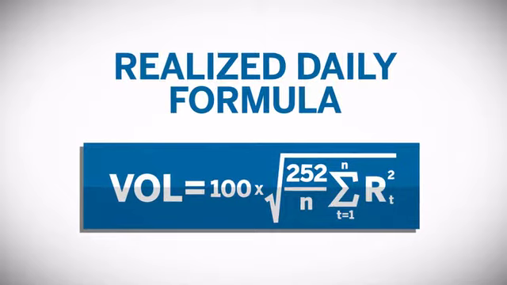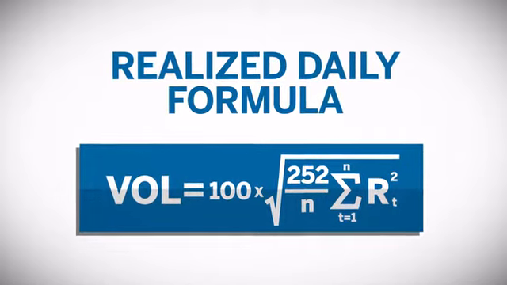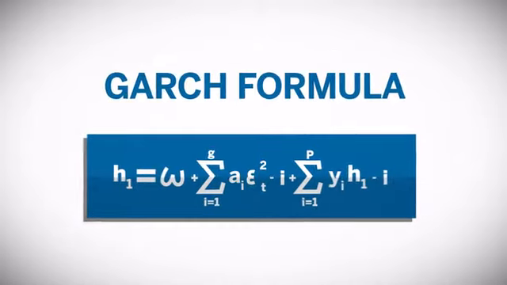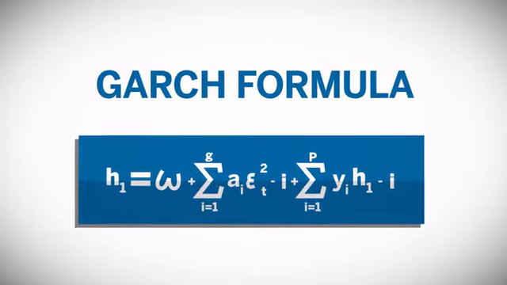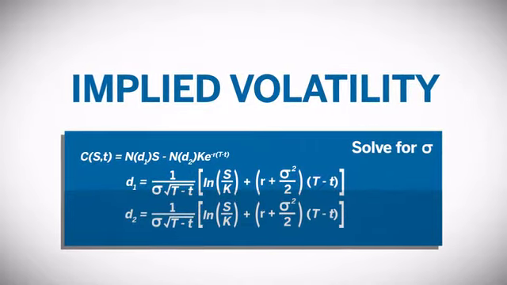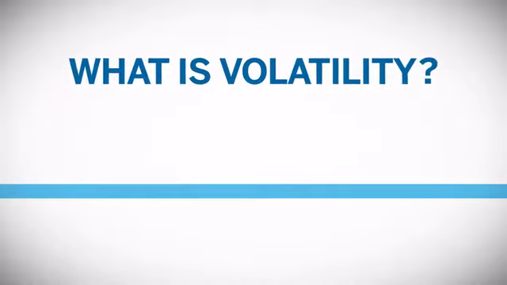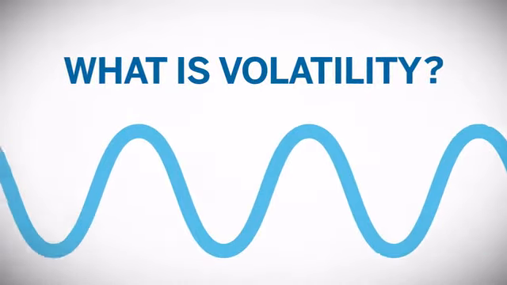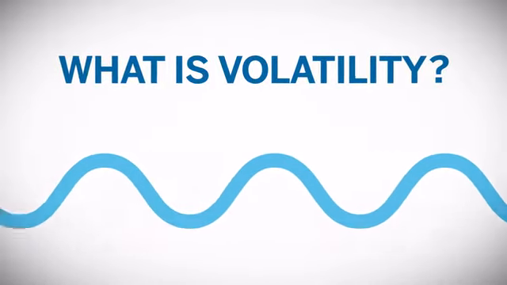Volatility is a key driver of option valuation. There are complicated formulas for measuring realized volatility. There are complicated formulas for forecasting volatility. And there are complicated formulas for calculating implied volatility. But what is volatility? In simple terms, volatility is the bounciness of the underlying asset of an option.